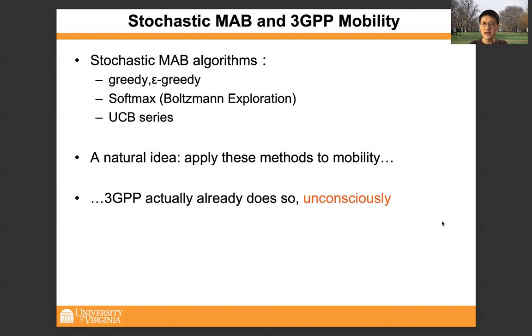For stochastic bandit and 3GPP mobility, if you think about this as a bandit problem, then naturally you will think of the stochastic bandit algorithms: greedy algorithms, epsilon-greedy algorithm, softmax, or UCB type of algorithms. The natural idea is to apply some of these methods to mobility. Well, as it turned out, 3GPP already does something like this, but unconsciously, right?